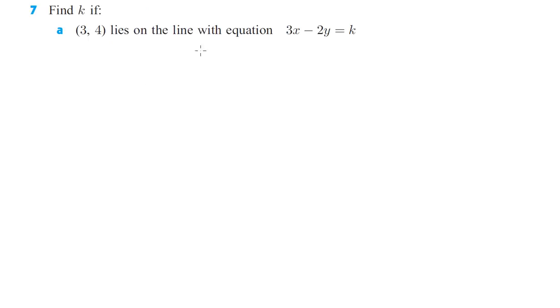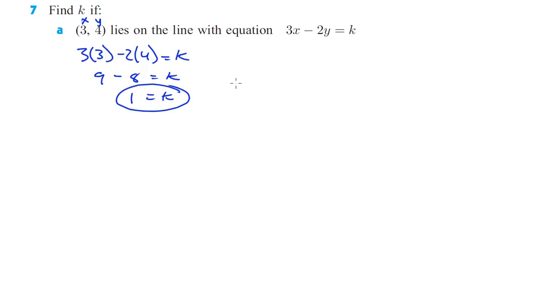All right. Moving on. Number 7. Find k if (3, 4) lies on the line. Same idea as number 6 that we just did. 3 times 3, because x is 3, y is 4, minus 2 times 4 equals k. So that's 9 minus 8 equals k. So 1 equals k. It's just formula substitution.